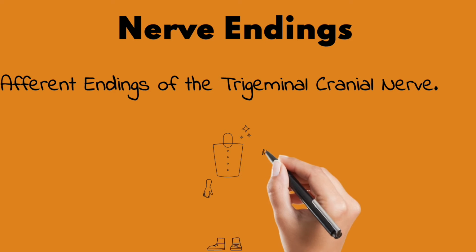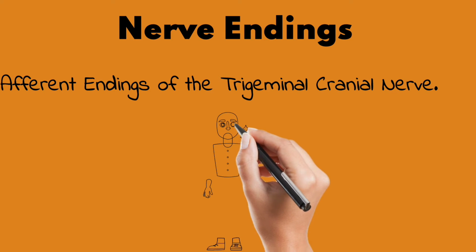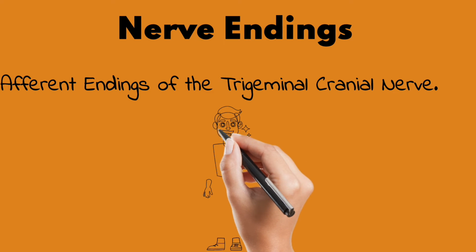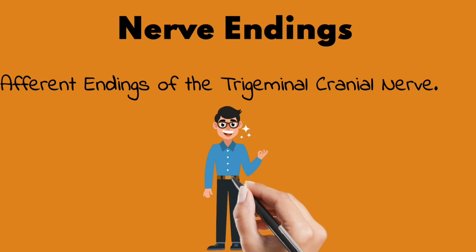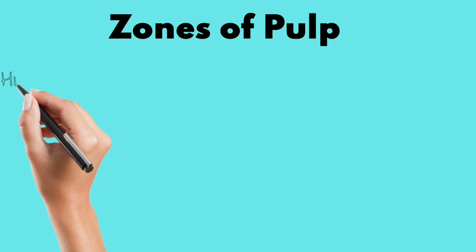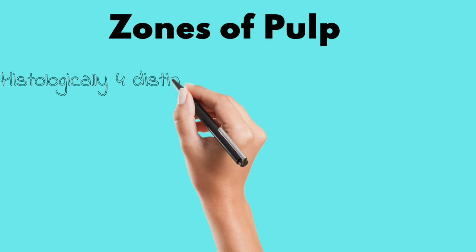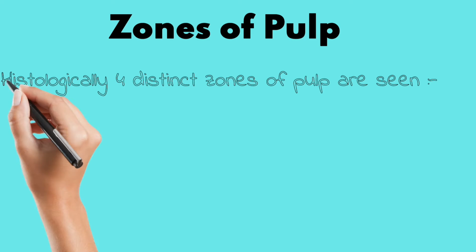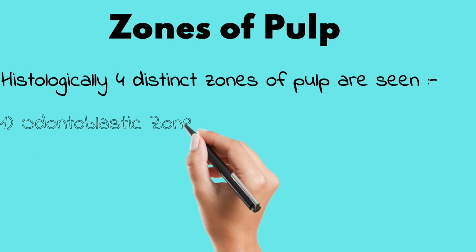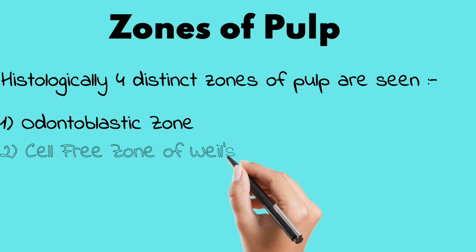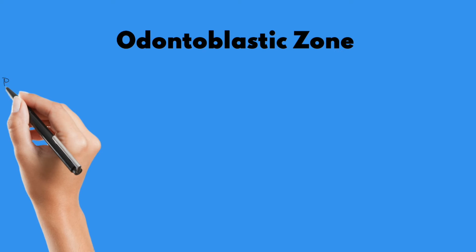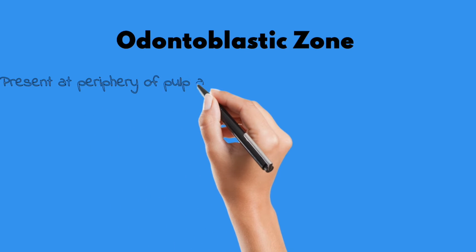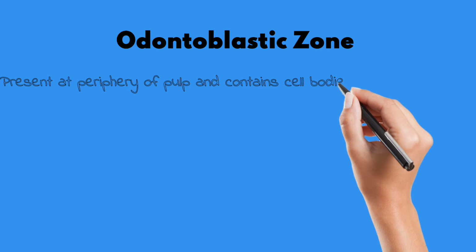Next, we will move on to another major topic of today's lecture, that is the zones of the pulp. What are the zones of the pulp? Zones of the pulp are mainly of four zones. First, we have the odontoblastic zone. Next, we have the cell free zone, also called the subodontoblastic layer, also called the cell free zone of Weil. Third, we have the cell rich zone, and fourth and the final one, we have the pulp core or the pulp proper.